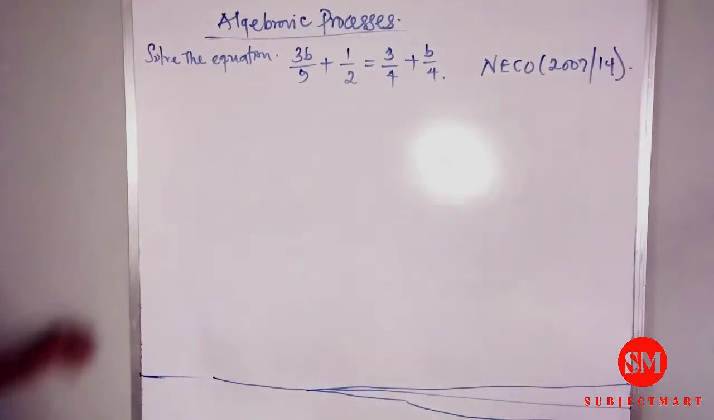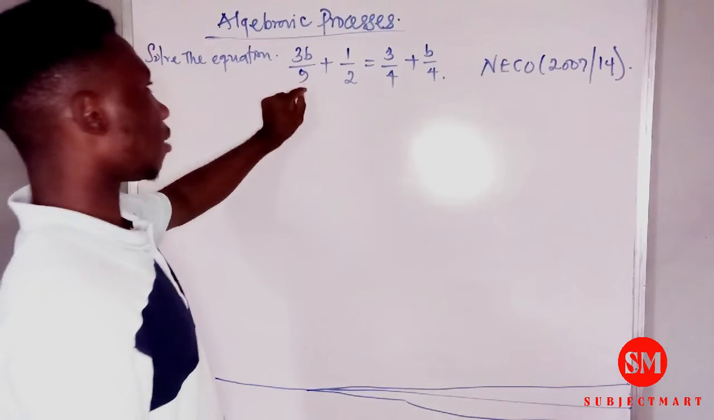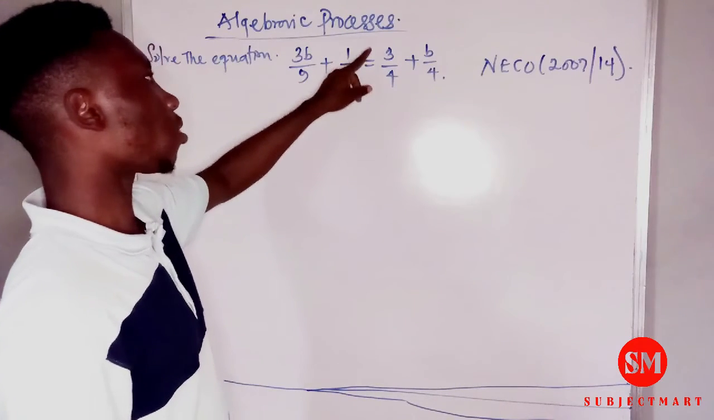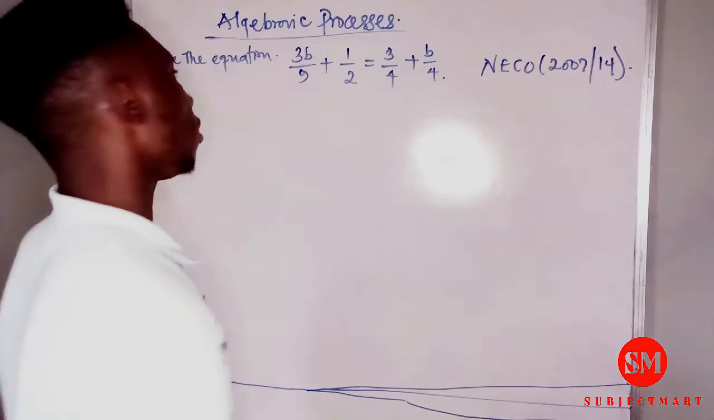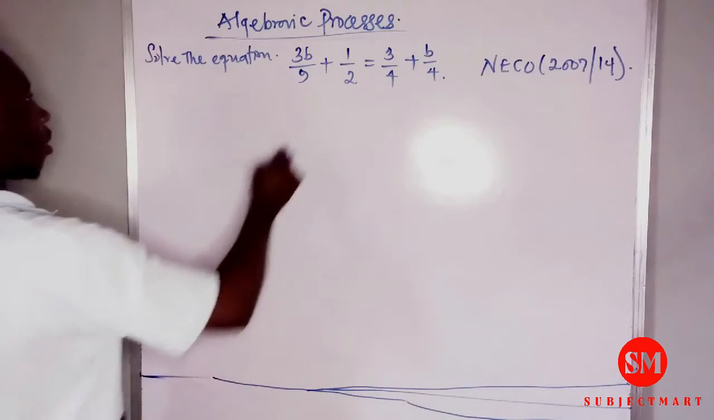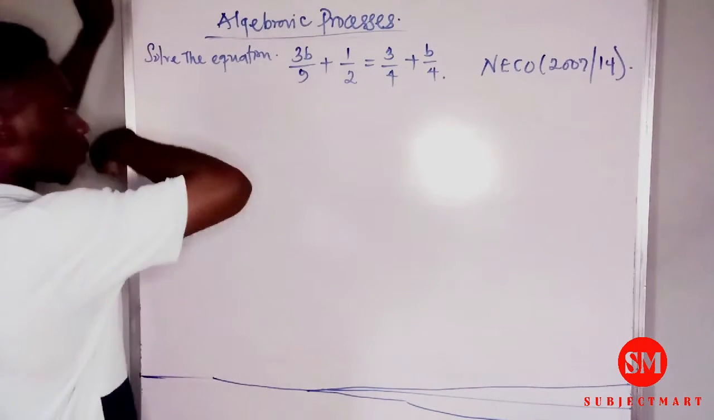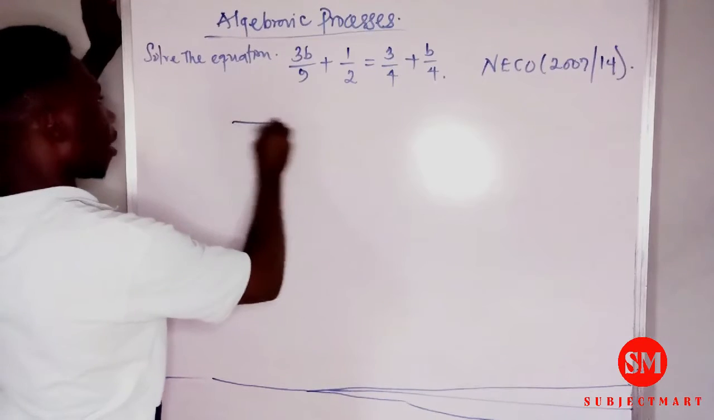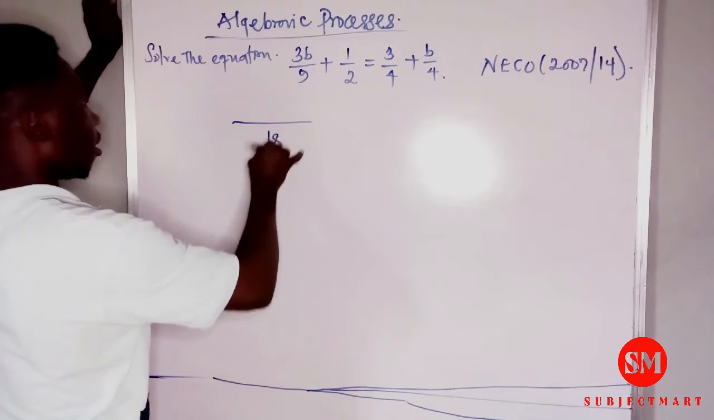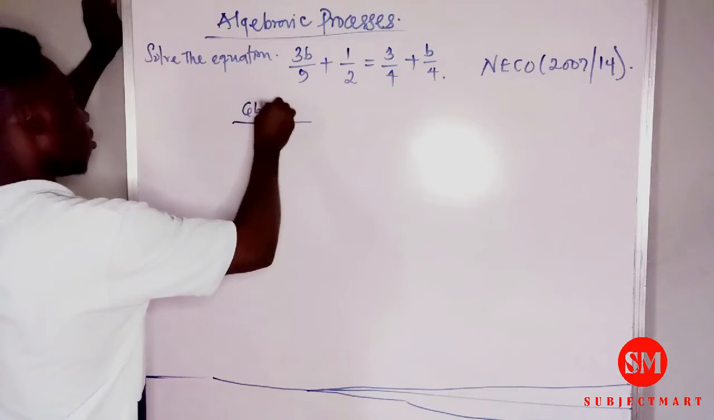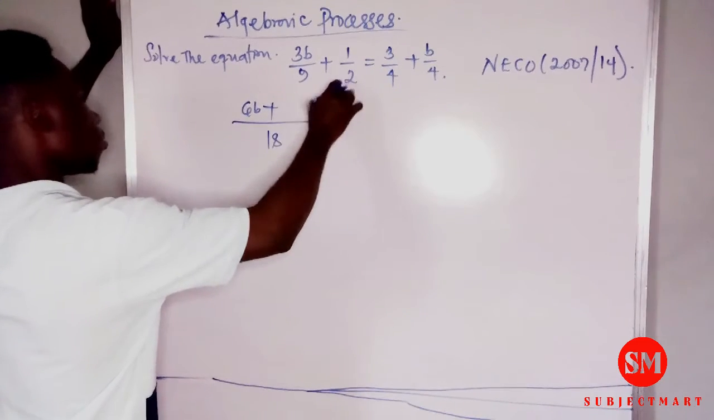Okay, solve the equation 3b over 9 plus 1 over 2 is equal to 3 over 4 plus b over 4. Now, solving this equation, first and foremost, we'll have to what? Solve these two. So what's our LCM here? Our LCM here is 18. 18 divided by 9, 2. 2 times 3, that's 6b, plus 18 divided by 2, that's 9.